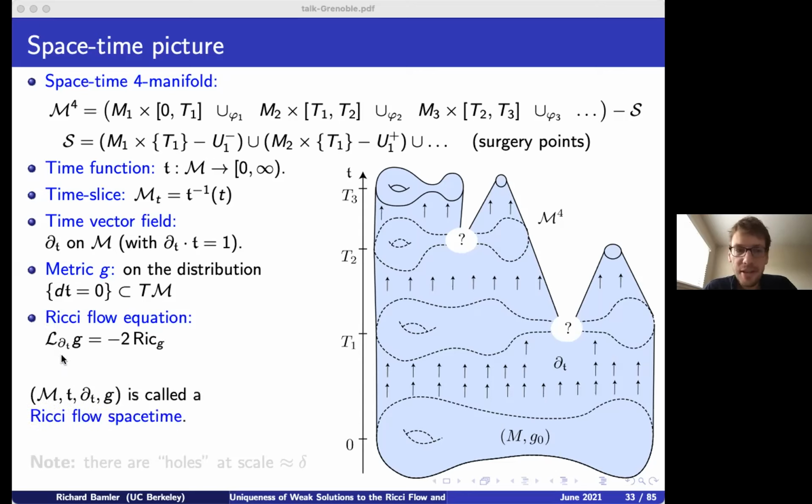So whenever I see objects of this form, I will call these objects Ricci flow spacetime. Okay? So these four objects, and often I'll just abbreviate this Ricci flow spacetime by M and omit the other three objects. Again, I just want to recall here that in this construction, we have removed points, so certain time slices are incomplete. More or less they're holes of scale delta. Delta was the surgery scale in this flow.